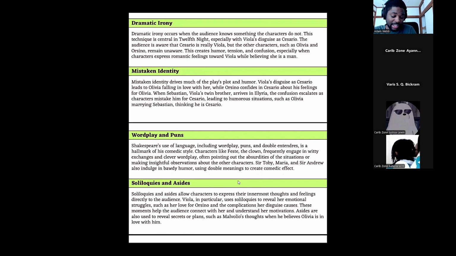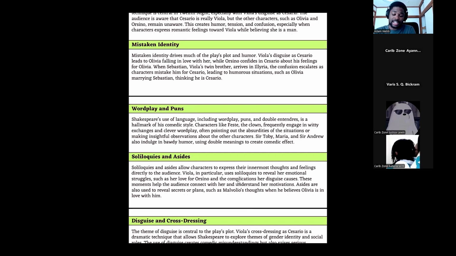All right, nice. Next we have some wordplay and puns, and Feste and what's his name, Toby, they go to town with these, making jokes with the double meanings of words. Shakespeare's use of language, including wordplay, puns, and double entendres. That's where we have one sentence having two meanings, usually one being a little risque or sexual, while the other sounds okay. Double entendres. Rappers have to use this a lot if they want to say that they're good rappers. You have to say something and it can have multiple layers of meaning, right? So these are used, and this is a hallmark of Shakespeare's comedic style. He uses this play on language to really make people laugh.